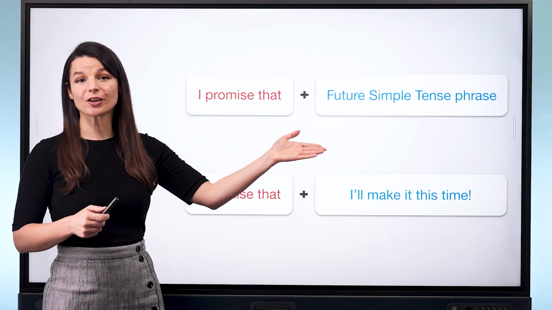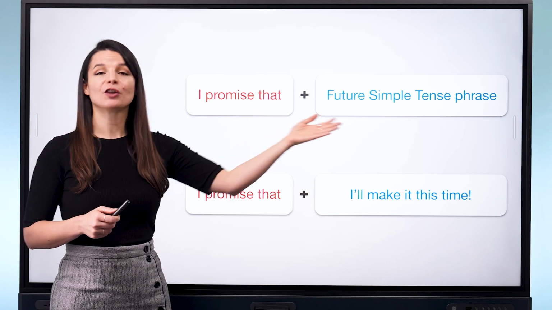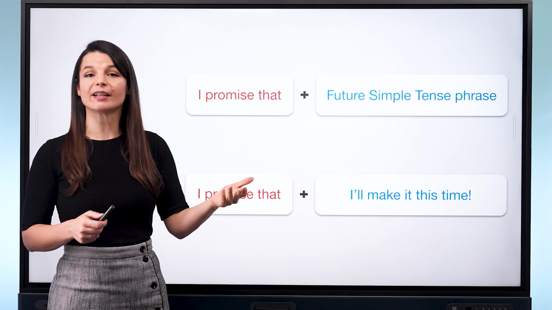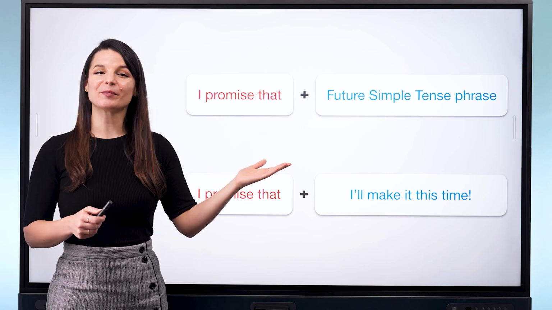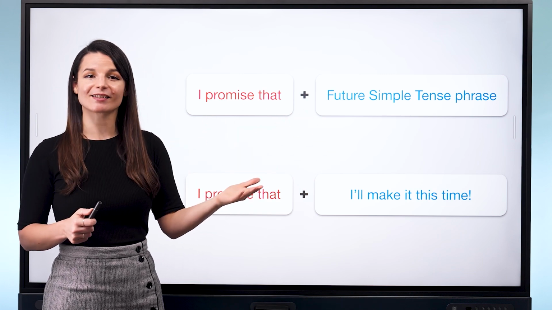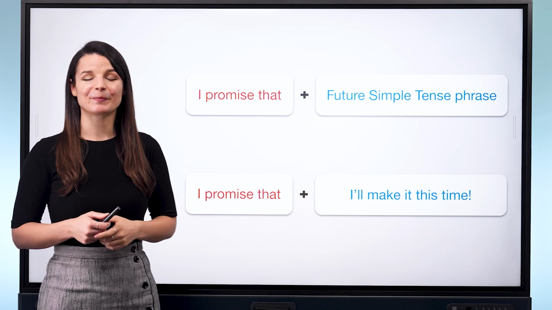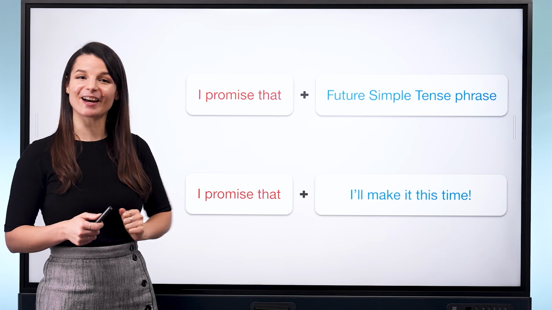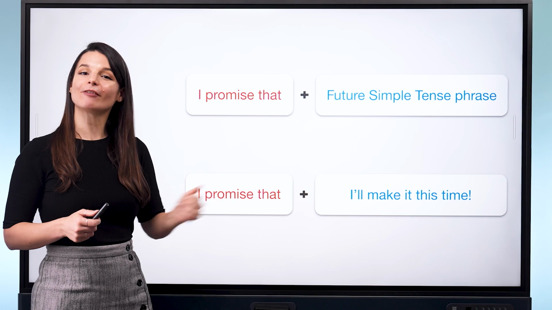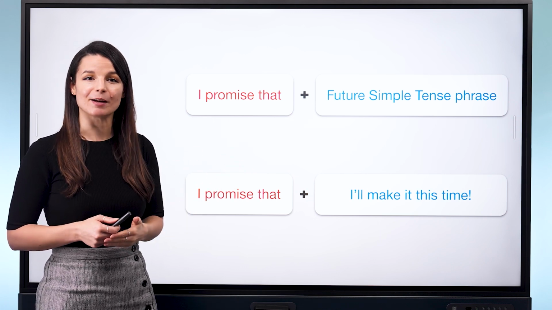This pattern is the structure that all of our examples will follow. I promise that, future simple tense. The sentence structure for making a promise in English is very simple. You simply say, I promise that, followed by a future simple tense phrase. Let's see how a line from the dialogue follows this pattern. I promise that I'll make it this time. The sentence starts with, I promise that, after which is the future simple tense phrase, I'll make it this time.